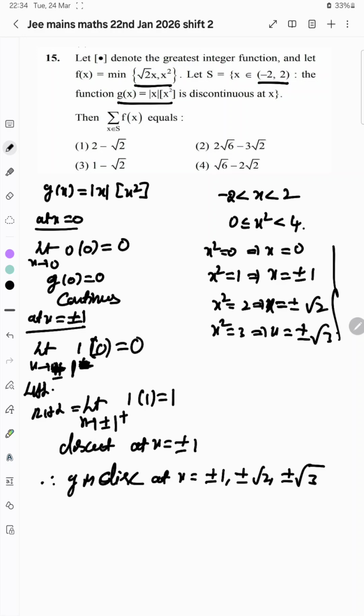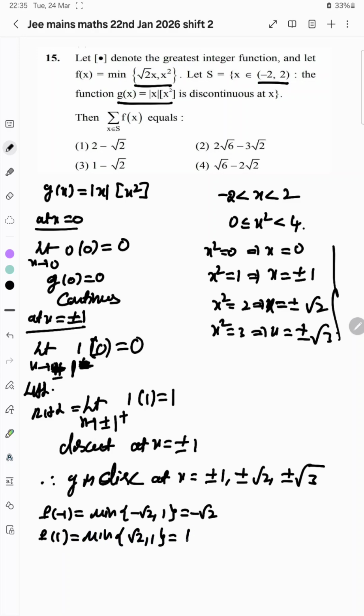Now the question is what? f of x is the minimum of these two, the minimum of root 2x and x square. So we have to check at every point what the minimum is. f of minus 1: the minimum of minus root 2 and minus 1 all square, which is plus 1. The minimum of these two is minus root 2. Now f of 1: the minimum of root 2 and 1. The minimum of these two is 1.